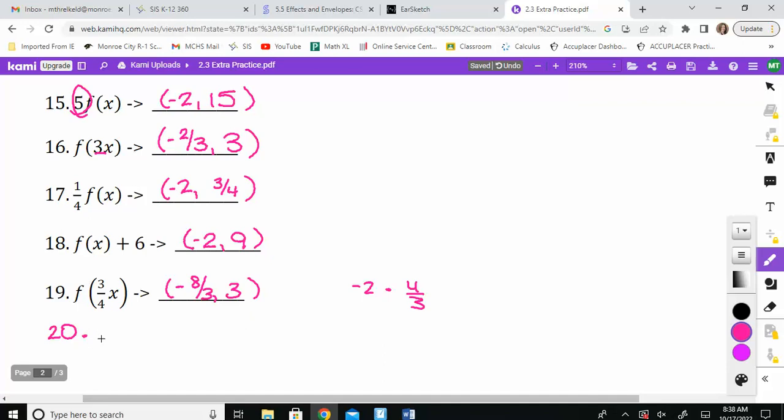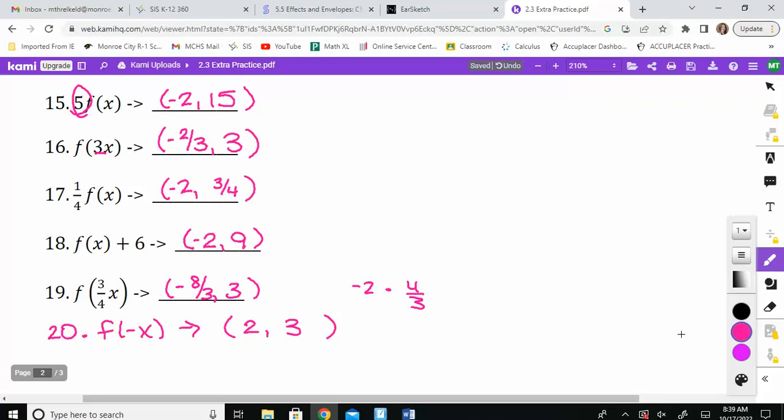Last one for today. If I said f of -x, what would I do? Flip it over the y. So that's really just changing the sign on my x, so it becomes 2, 3. So all we're doing is changing the sign on these.